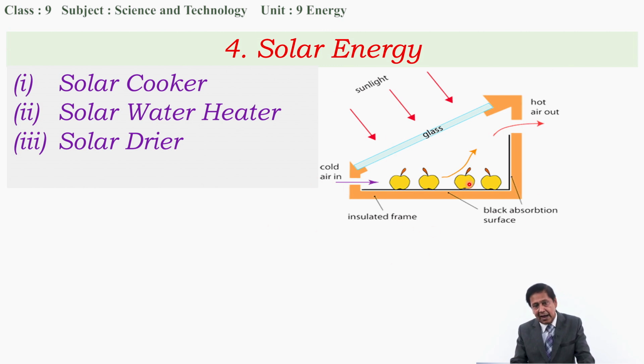Cold air goes inside, and when it is heated by the solar heat energy, it becomes hot and comes out along with the moisture. The moisture is taken out from these food substances. This solar energy can be used in a dryer, which is called a solar dryer.